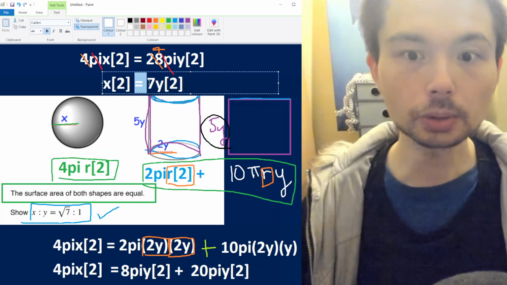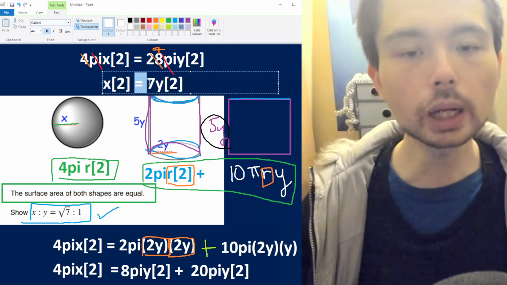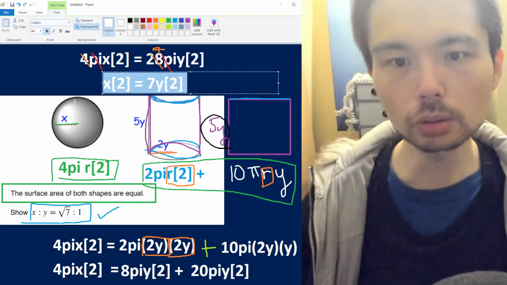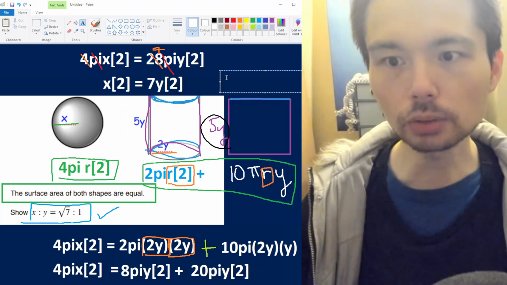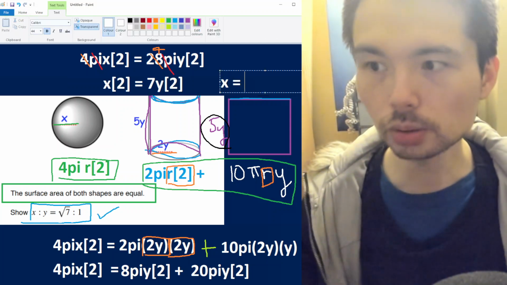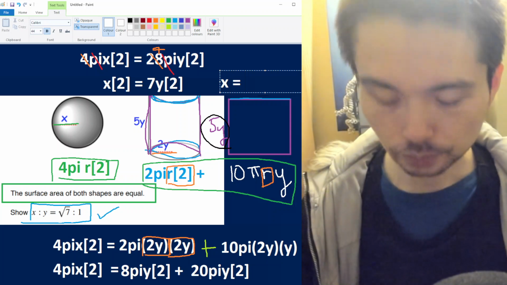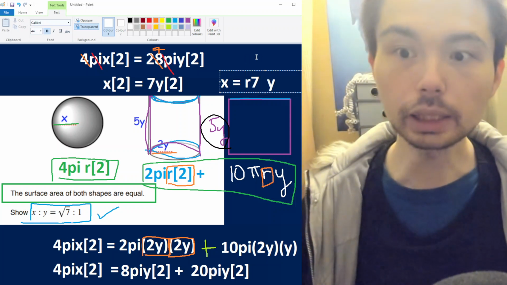There's an equal sign, so we do the same thing to both left and right. We can square root. That's how we get rid of this, and then we're so close to our answer. Square root, both sides. X equals root 7 y. So really, we are done.